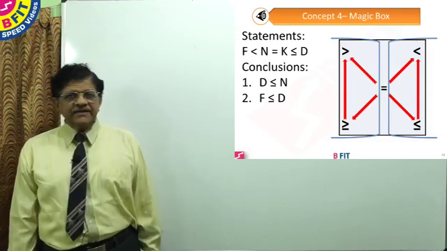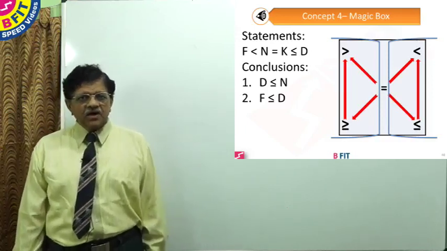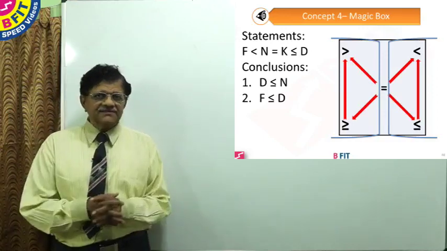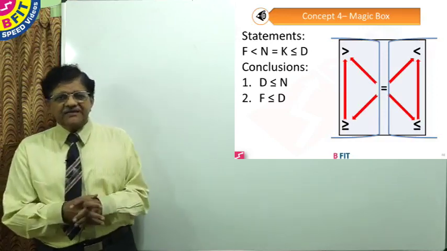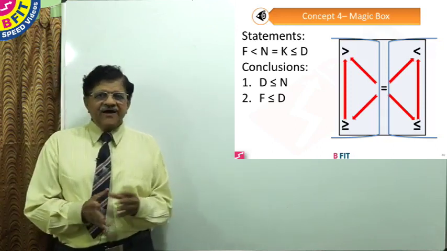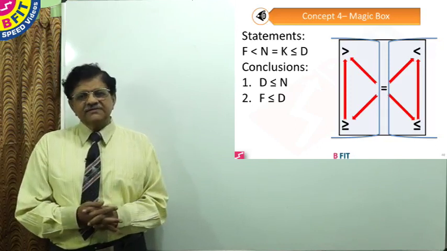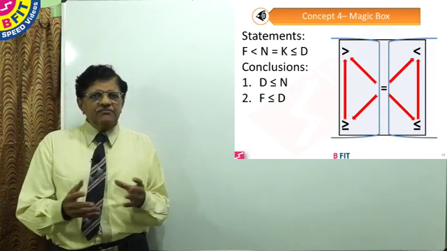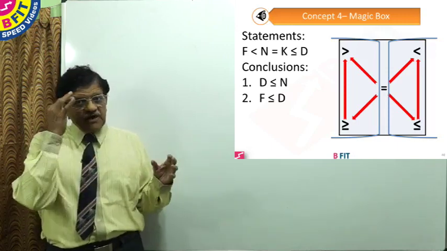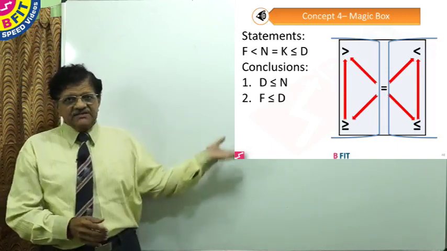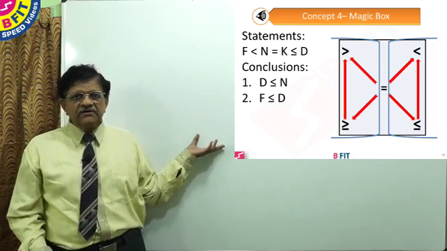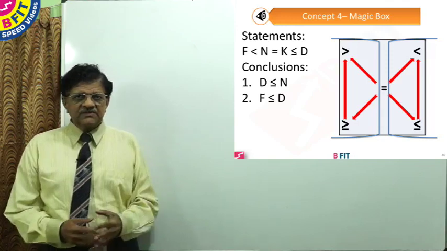Now we are going to see the next concept 4, called magic box. So you may be wondering what this magic box is all about and what it is going to do in our reasoning lesson. Now this magic box is nothing great or big. It is a small box in which we are going to put all the symbols so that we are able to solve our problems using the tool of magic box.